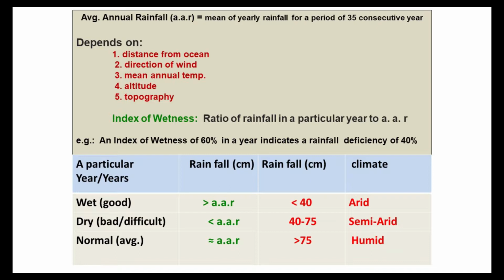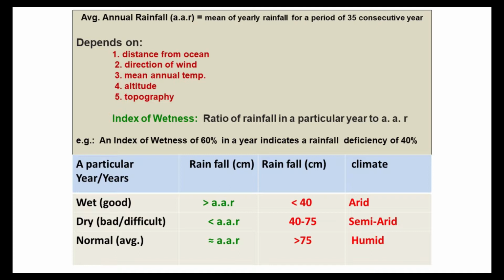Similarly, we can classify the climates into three categories. If the rainfall is less than 40 centimeters per year, then that climate can be classified as arid climate. If the rainfall is between 40 to 75 centimeters, then such climate can be categorized as semi-arid climate. And if the rainfall is more than 75 centimeters per year, then the climate can be termed as humid climate.